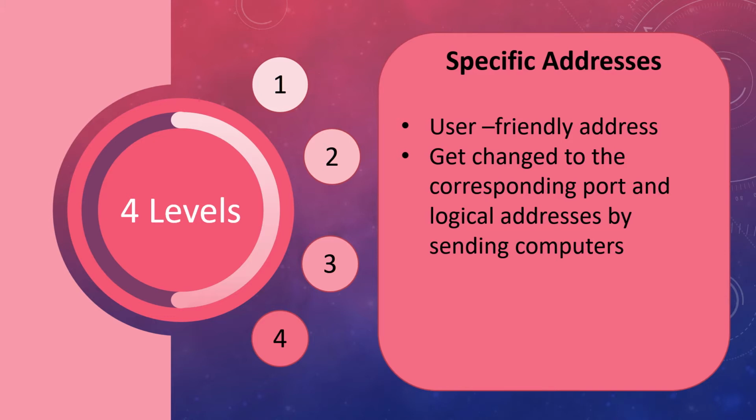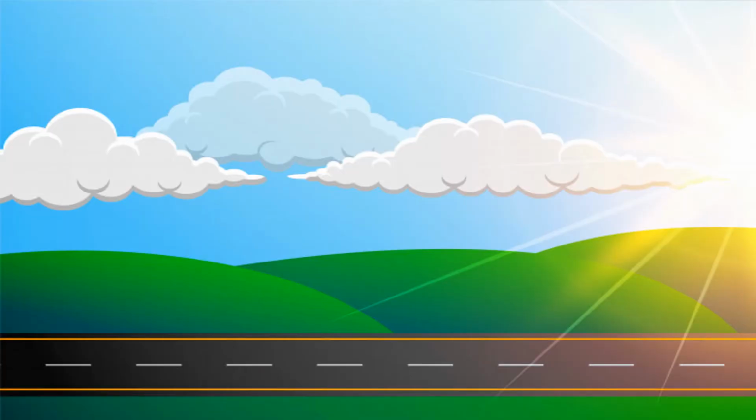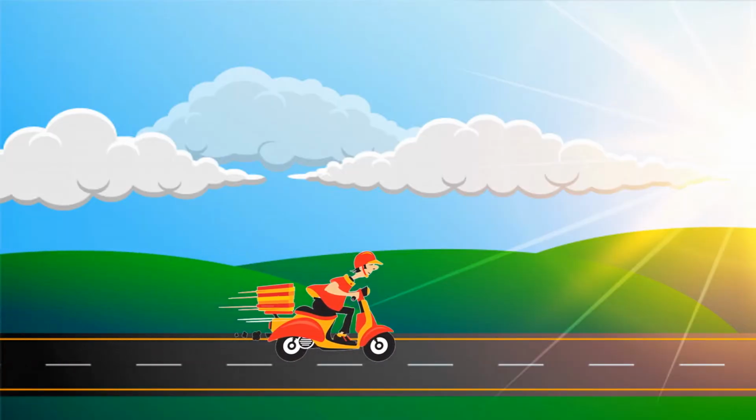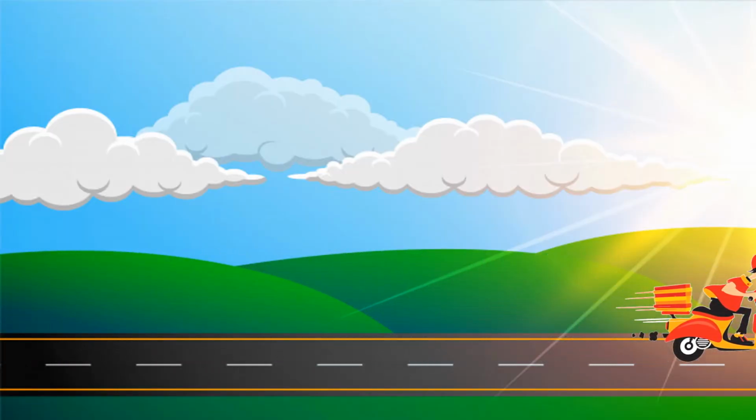Lastly, specific addresses. Some applications have user-friendly addresses that are designed for that specific application. Examples include the email address and the Universal Resource Locator. These addresses, however, get changed to the corresponding port and logical addresses by the sending computer. So, how does it work? Let me explain through this example.